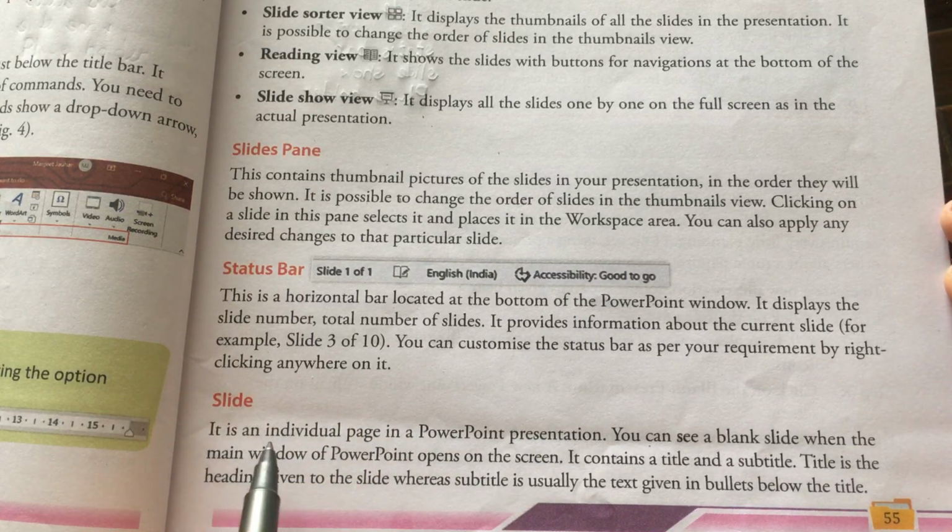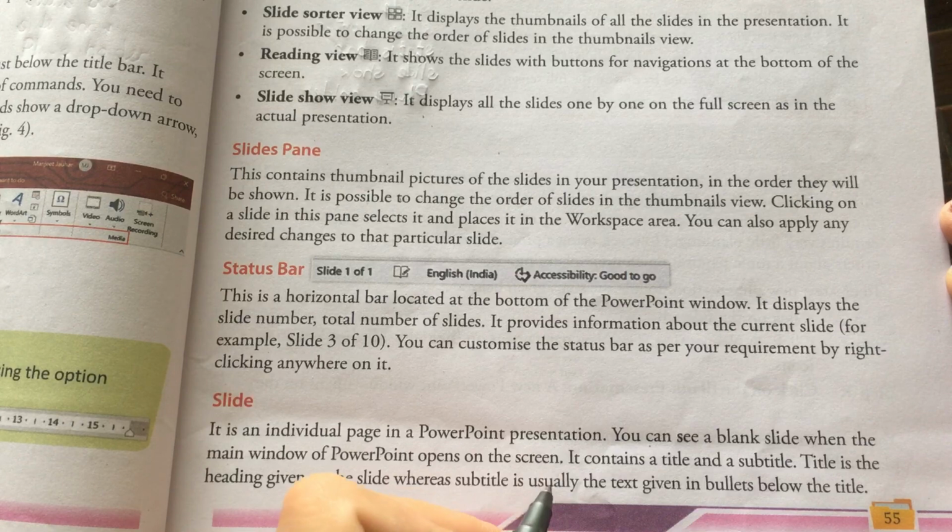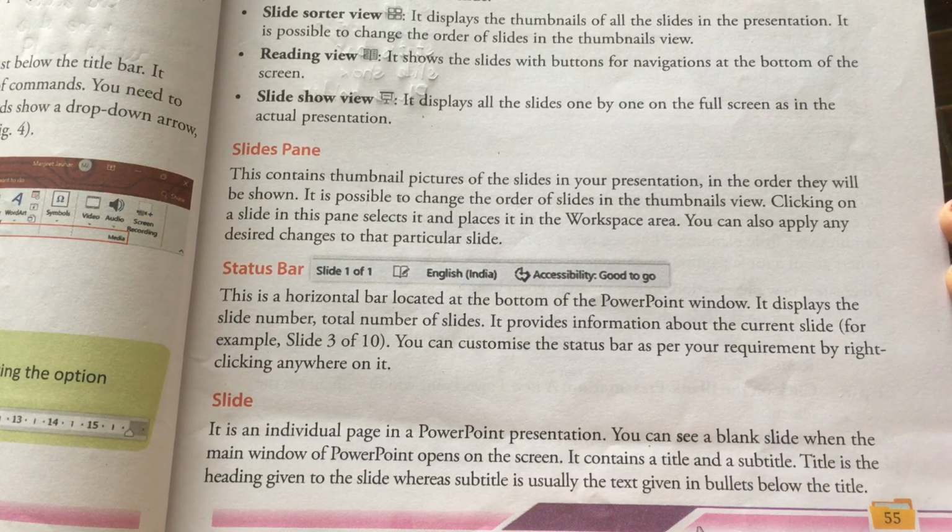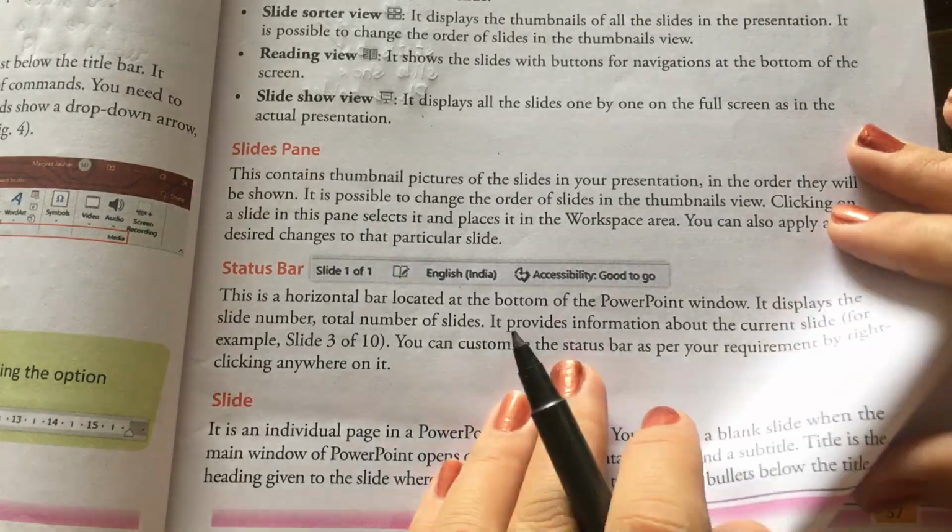And Slide. It is an individual page in a PowerPoint presentation. You can see a blank slide when the main window of PowerPoint opens on the screen. It contains a title and a subtitle. Title is the heading given to the slide, whereas subtitle is usually the text given in bullets below the title.